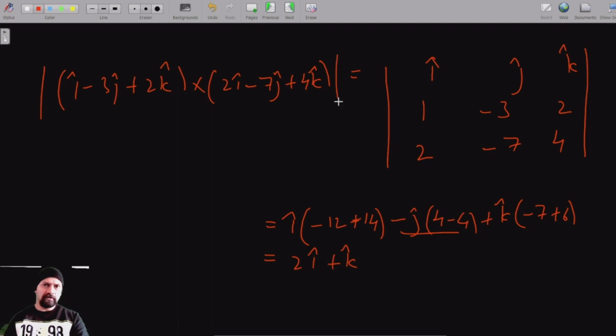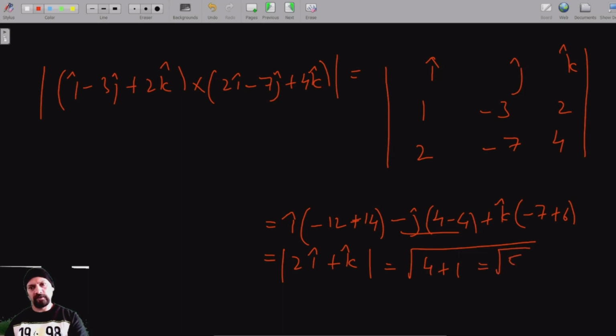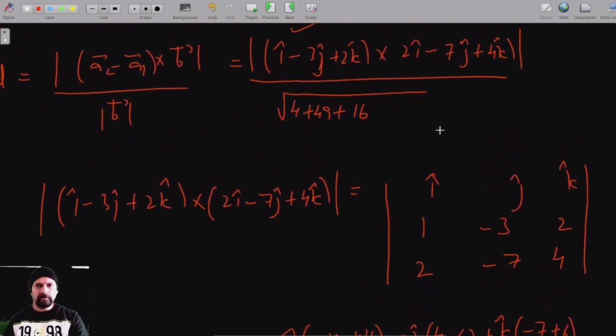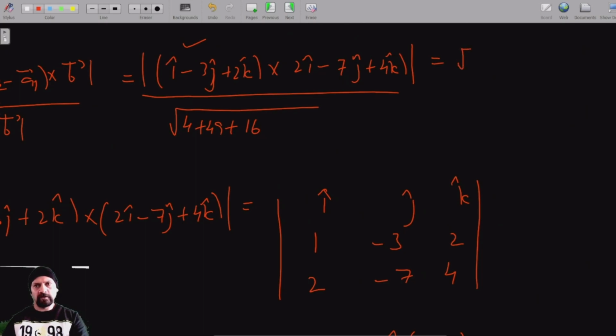So we have to find its magnitude. The magnitude of this is under root 4 plus 1, which is equal to under root 5. Now this is under root 5, and this is under root 4 plus 49 is 53 plus 16 is 69. So this is under root 5 by 69 units.